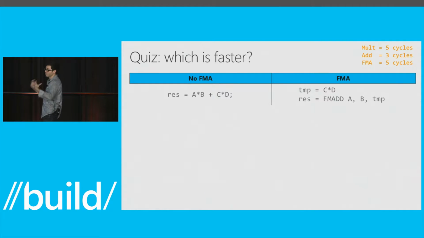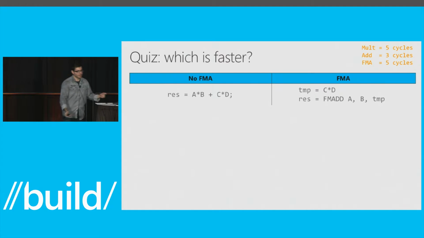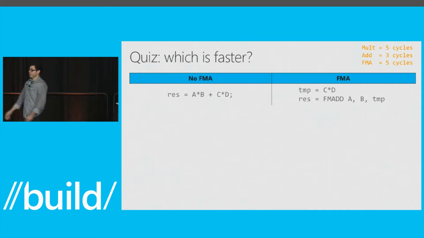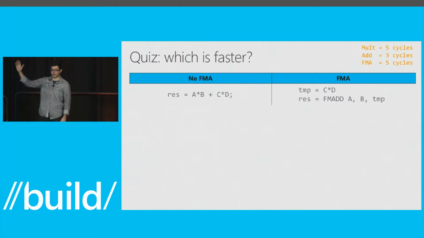Let's go on to something a bit more interesting. We've got this code now. On the left-hand side, we're doing A times B plus C times D. Very similar to the last code, but there's that extra multiply in there. On the right-hand side, we're taking C times D, and then we're calling FMA. Who thinks the no-FMA code is going to go faster?